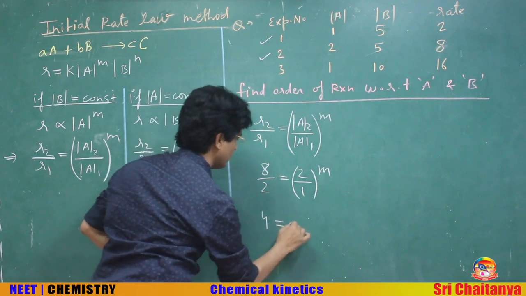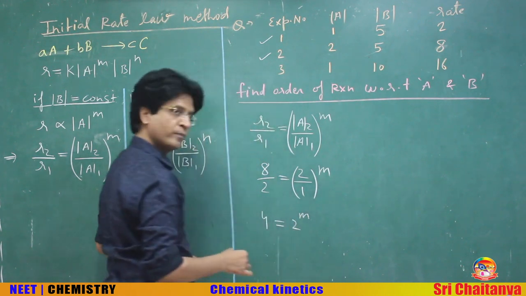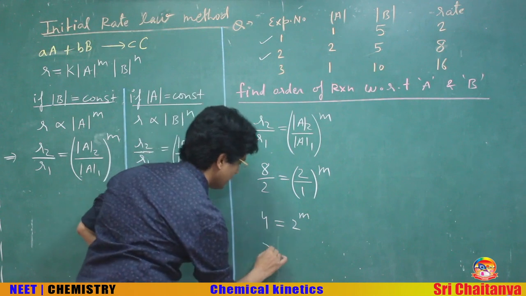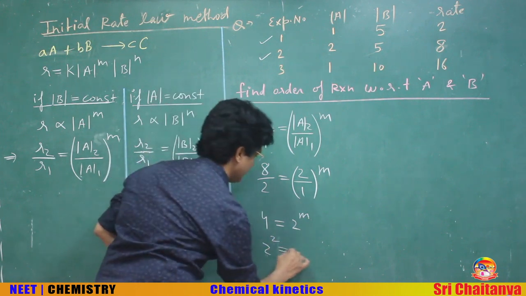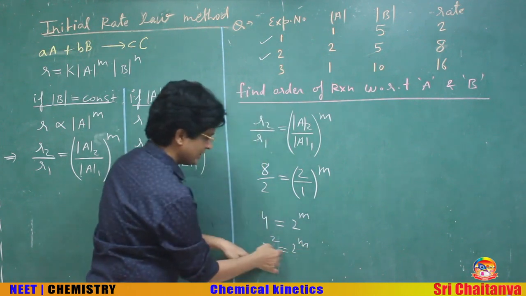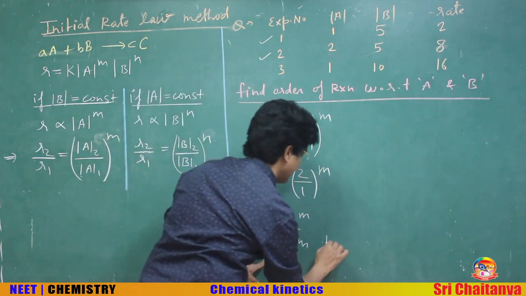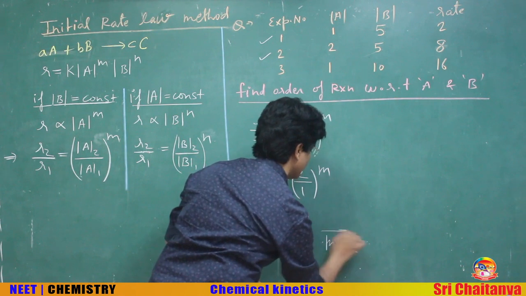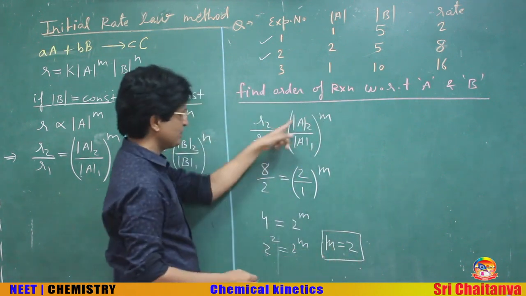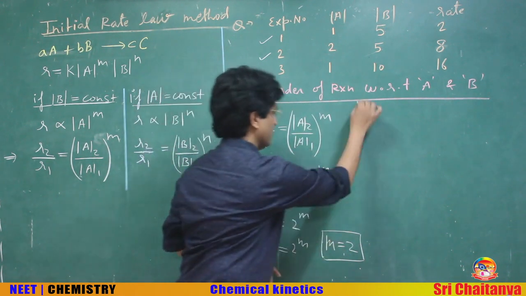This will be 4 equals 2 to the power of m. This 4 can be written as 2 square. Now once the base is same, we can equate the power also. So from here I can say that m will be equal to 2. So order of reaction with respect to A will be 2.